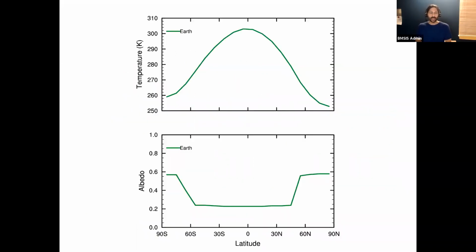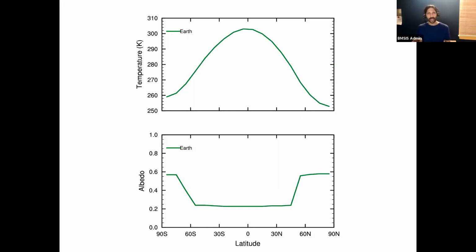This is what we have for Earth. You get an average temperature of 288. There's a little bit of asymmetry because we've represented land just through the changes in albedo. You can see at the bottom that the changes in albedo reflect where there's more land in the northern hemisphere versus the southern hemisphere. And so our control case looks pretty good.